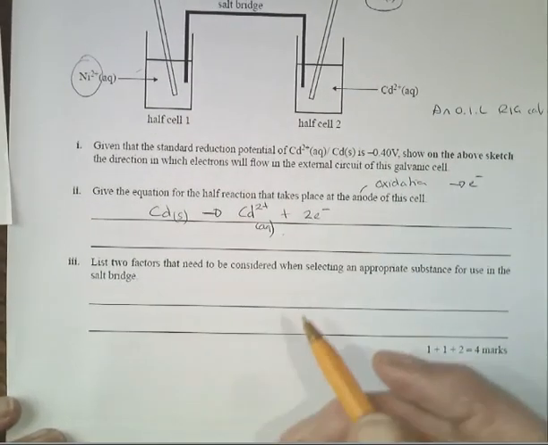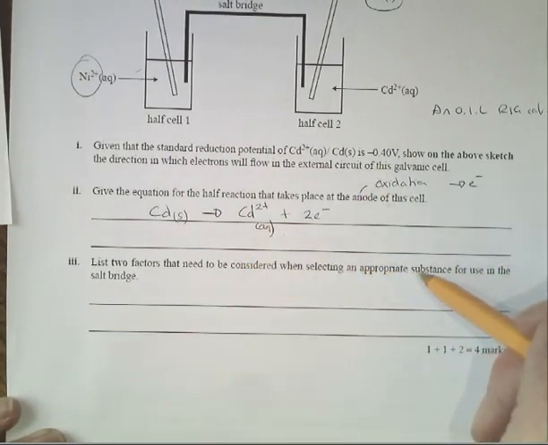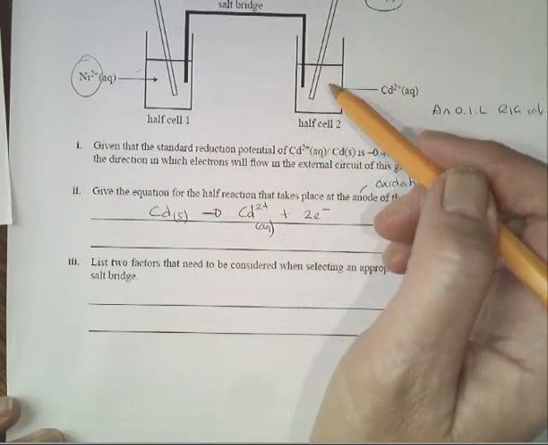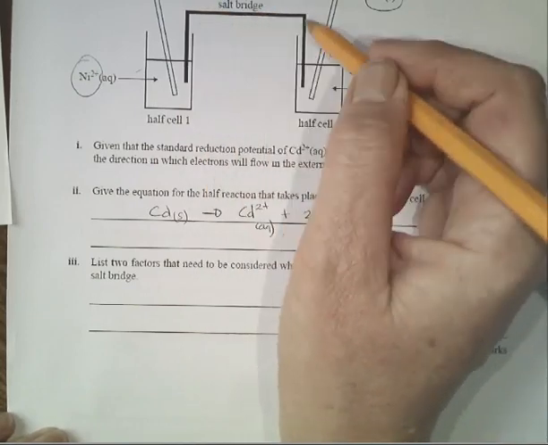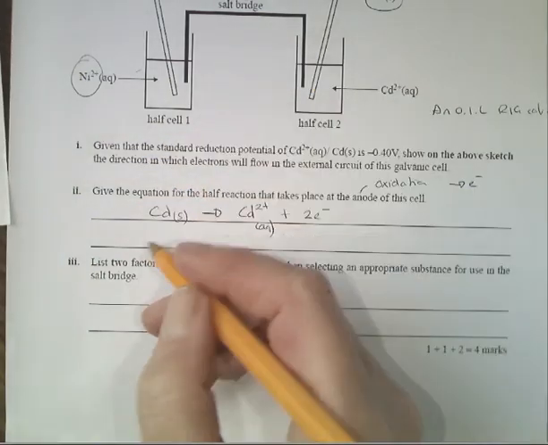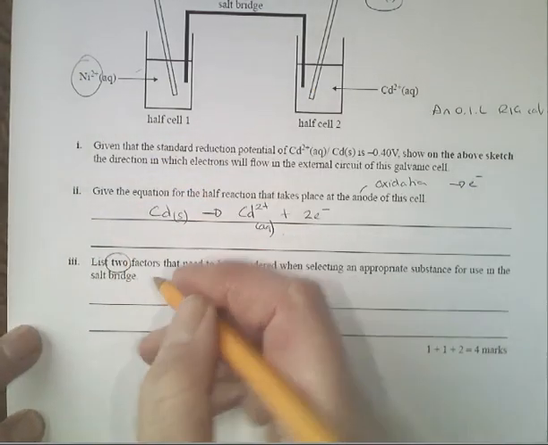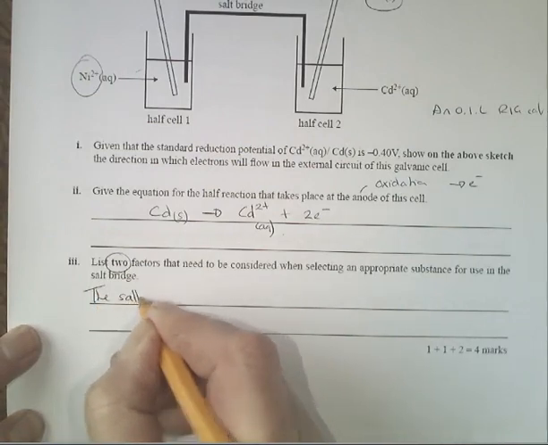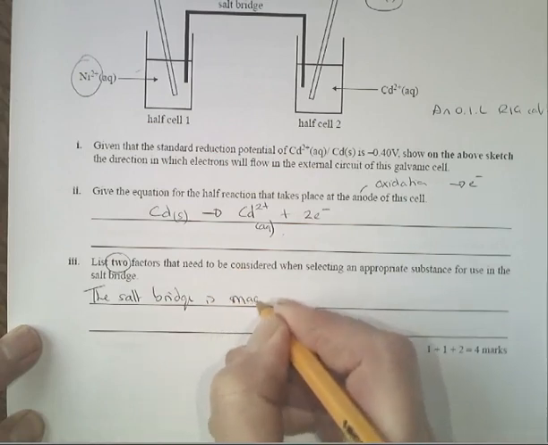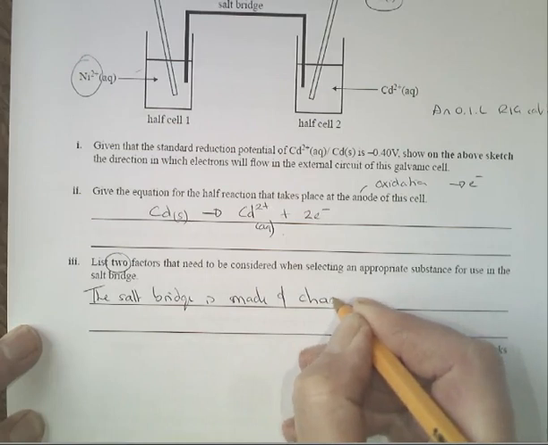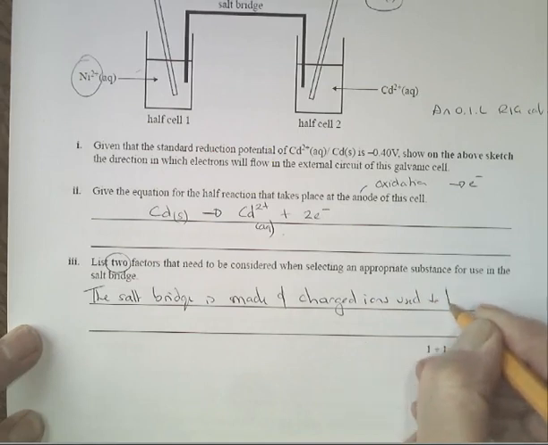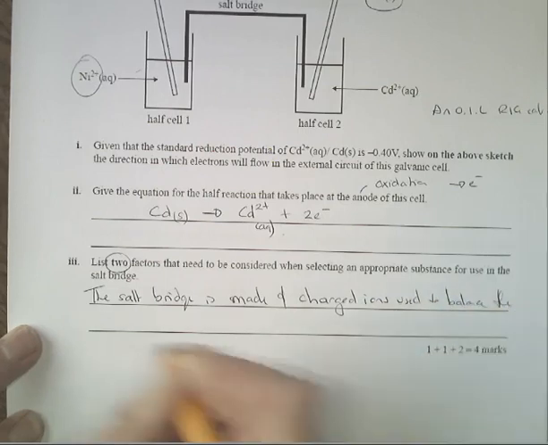Okay, list 2 factors that need to be considered when selecting an appropriate substance for the salt bridge. The salt bridge is used to balance the charge. So if it's balancing charge, then what's in there has to be charged. So you need to list 2 factors, 2 things. So the salt bridge is made of charged ions used to balance the charge of the cell.